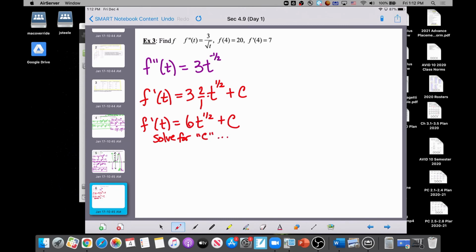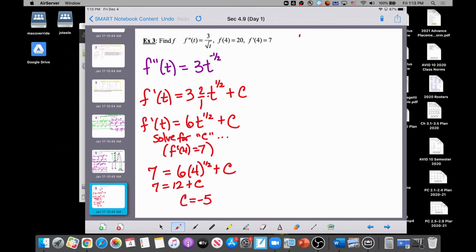And we're going to use the fact that f prime of 4 equals 7. Right? So if f prime of 4 is 7, then 7 should be equal to 6 times 4 to the 1/2 power plus c. I'm just plugging in 4 for t, and the result of that should give me 7. And that allows me to solve for c. 4 to the 1/2 power, square root of 4, that's 2. 2 times 6 is 12, so I get 7 equals 12 plus c. If I subtract 12 from both sides, that tells me that c is negative 5.